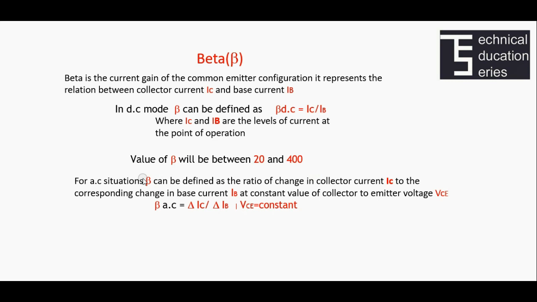For AC situation, beta can be defined as the ratio of change in collector current IC to the corresponding change in base current IB at constant value of collector to emitter voltage VCE. That is, beta AC is equal to delta IC divided by delta IB at VCE equal to constant. And beta AC is formally called the common emitter forward current amplification factor.